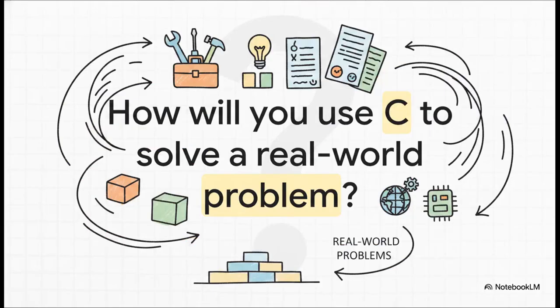So I'm going to leave you with this final thought. We've laid the foundation and we've walked through all the tools in the toolbox. But how are you going to use these building blocks to start writing your own recipes and solving real-world problems? The possibilities are quite literally endless.